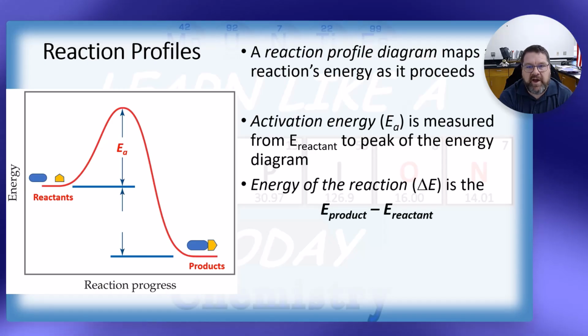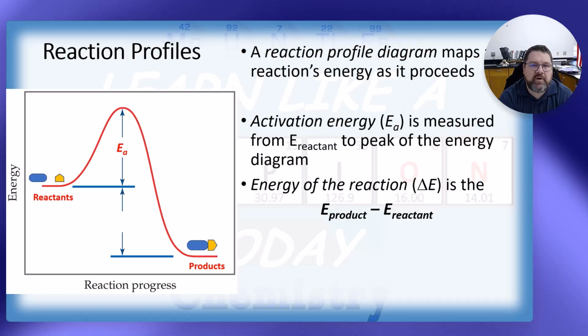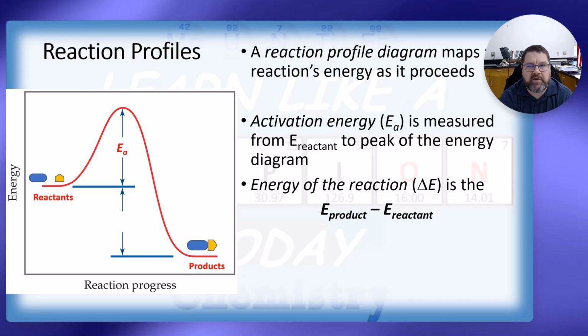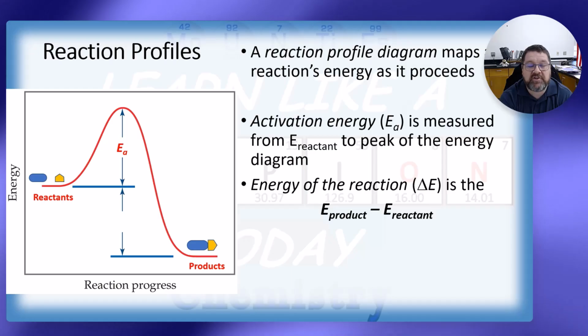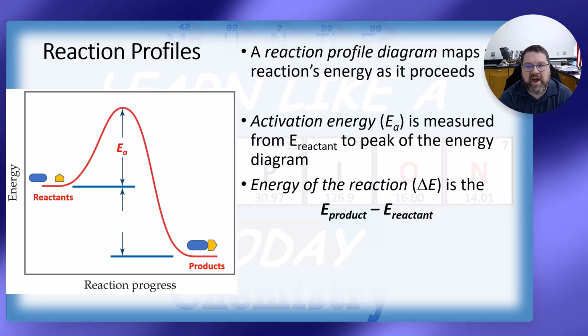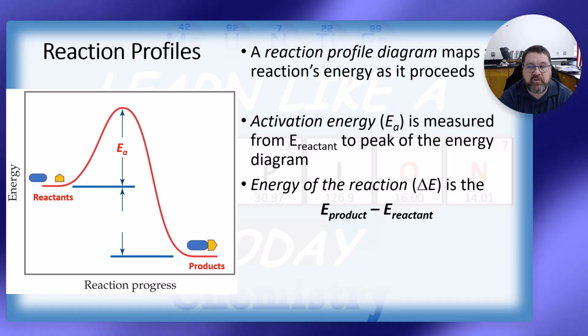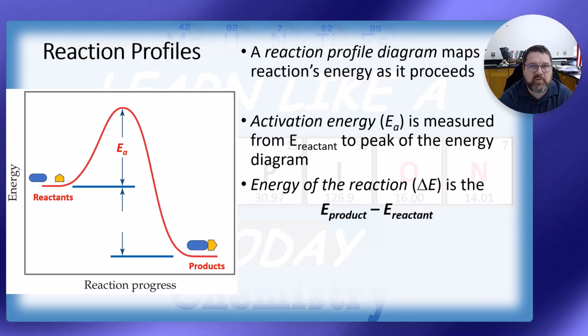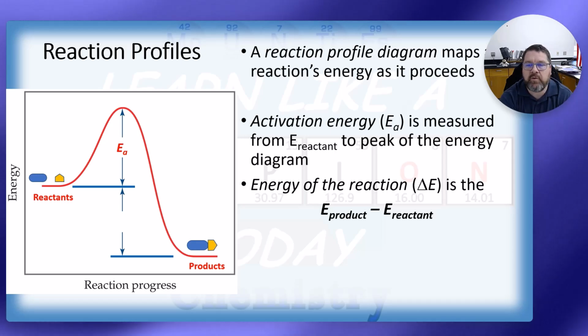The other energy difference that we can measure here is the absolute difference in energy between the reactants and the products, and that's known as the energy of the reaction, or in more fancy terms, the enthalpy of the reaction. Energy is a lot of times referred to with a capital E. Enthalpy would be a capital H.